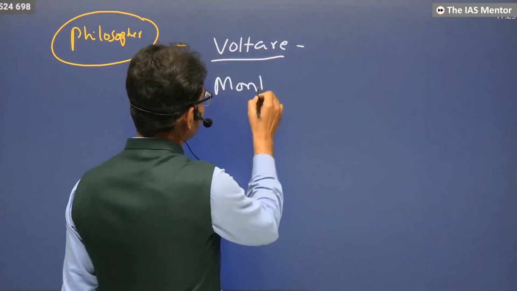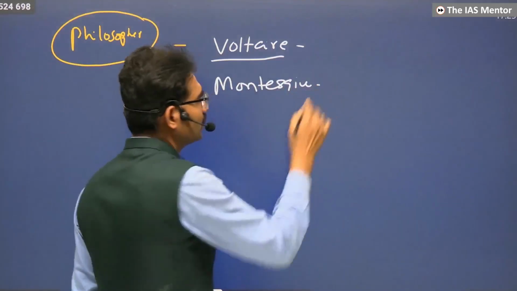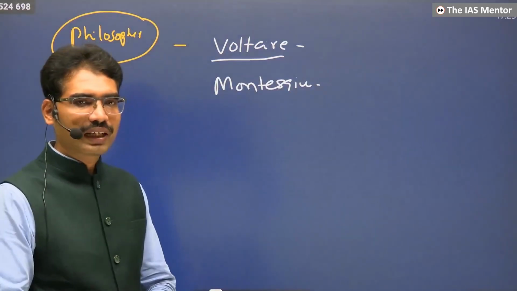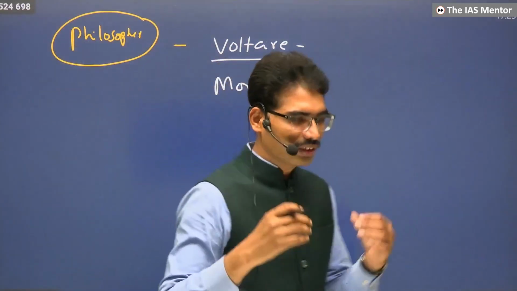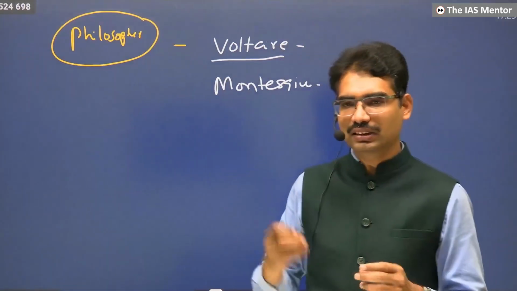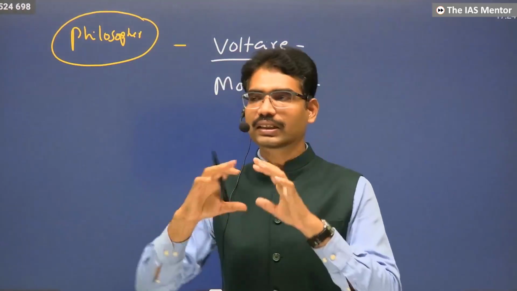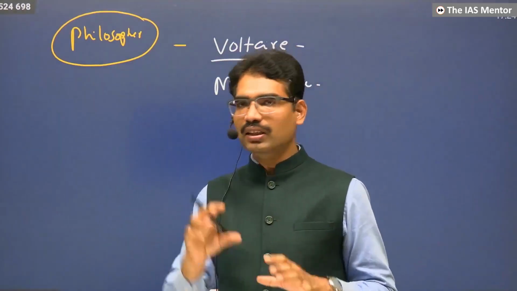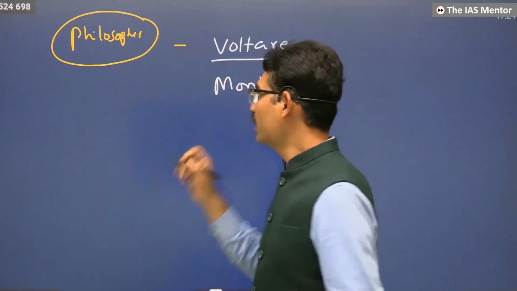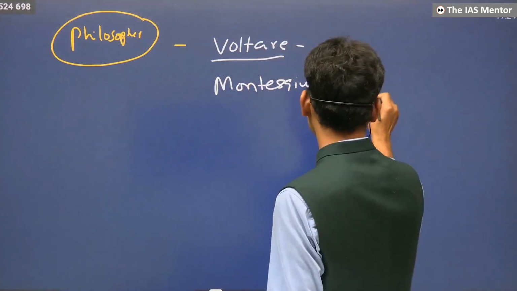Next, Montesquieu. He said that if one person is controlling everything, then this kind of corruption takes place. Because everybody wants to meet the king, and the king used to do whatever he wants to say. This kind of system should not be there. He gave the theory of separation of powers.